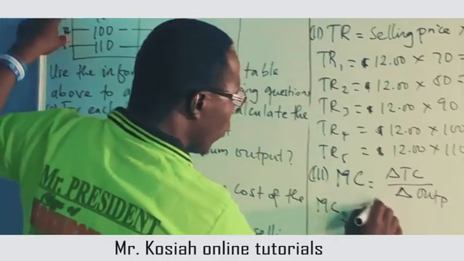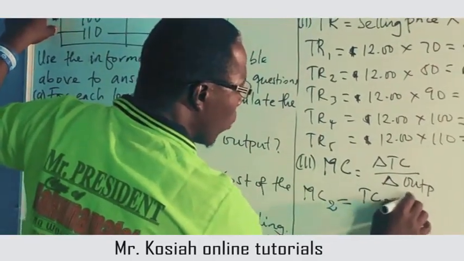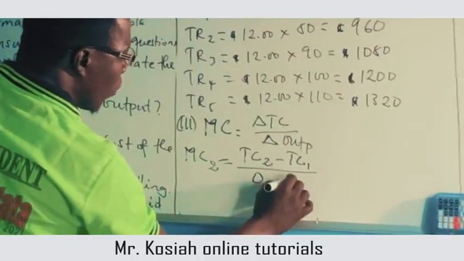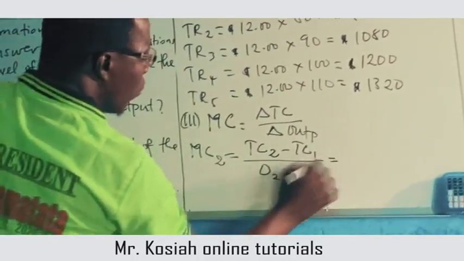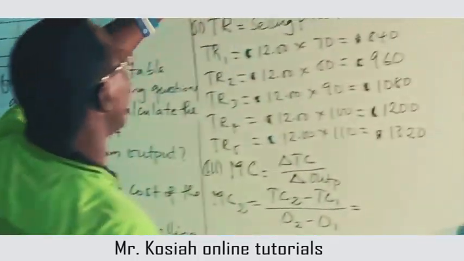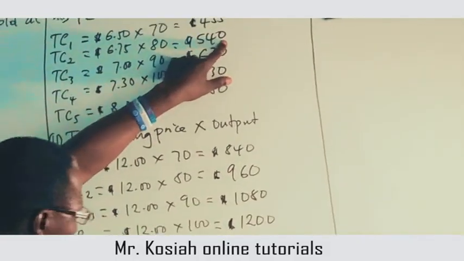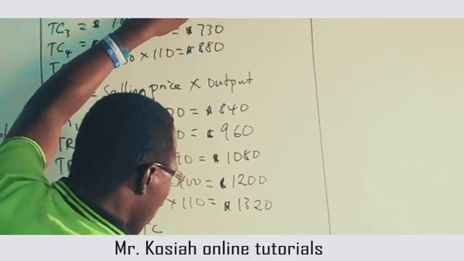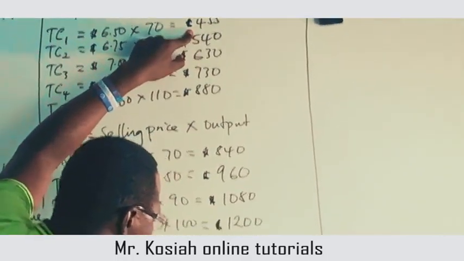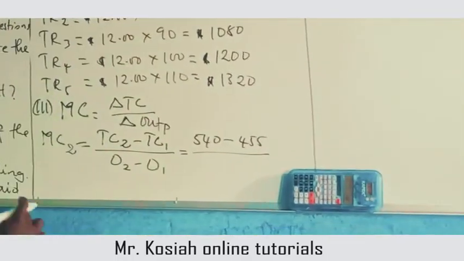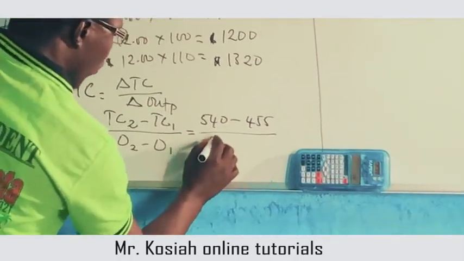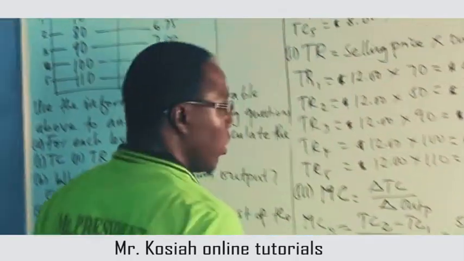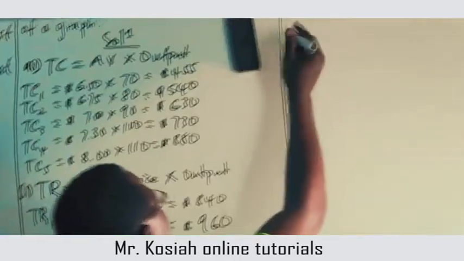So this is equal to total cost at 2 minus total cost at 1, all over output at 2 minus output at 1. And this will give us, what is the total cost at 2? Of course, it is here, which is 540 minus 455, expressed all over, of course, what is the output? Come back here, the output at 2 is 80 minus the output at 1, which is 70.